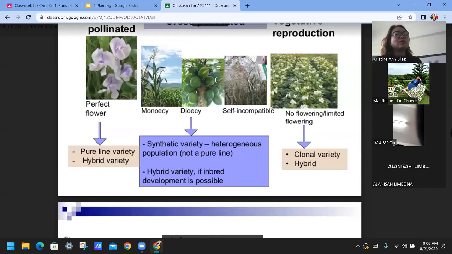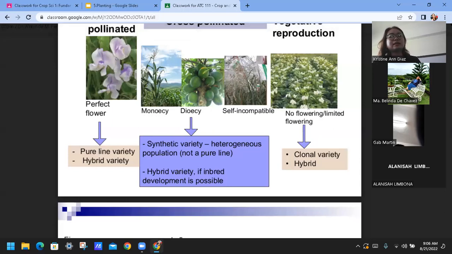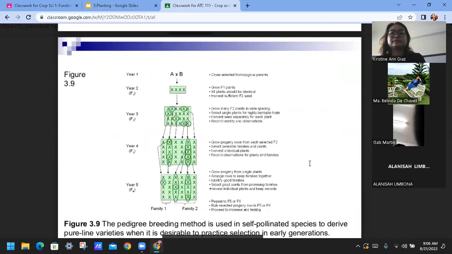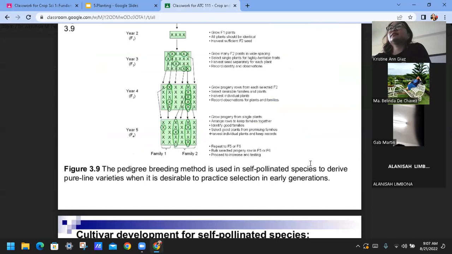So these types of flowers, if heterozygous, and if they have limited flowering, they are clones, varieties or hybrids. Just like dates, the national food in Saudi. In Batangas they are planted. Then male, female, so do they survive? Through cross-pollination.